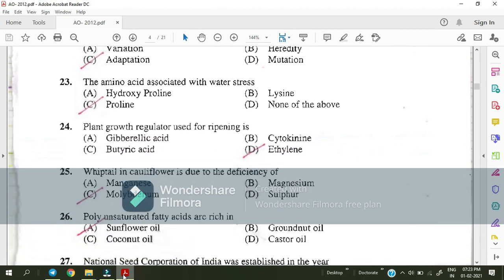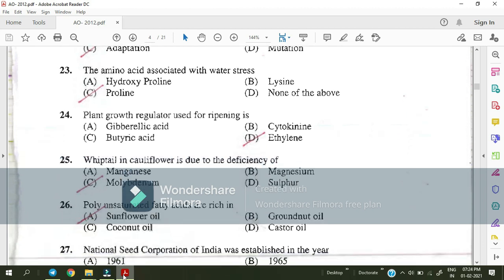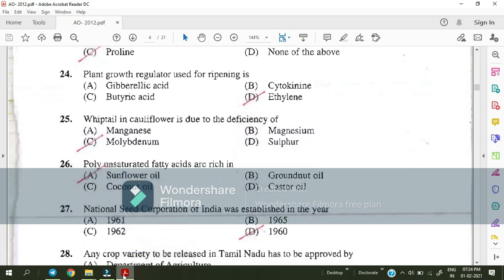26th question. Polyunsaturated fatty acids are rich in sunflower oil. Sunflower oil is also rich in linoleic acid. 27th question. National Seed Corporation of India was established in the year 1963.